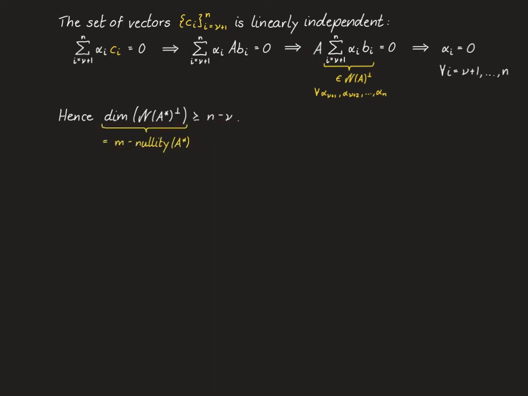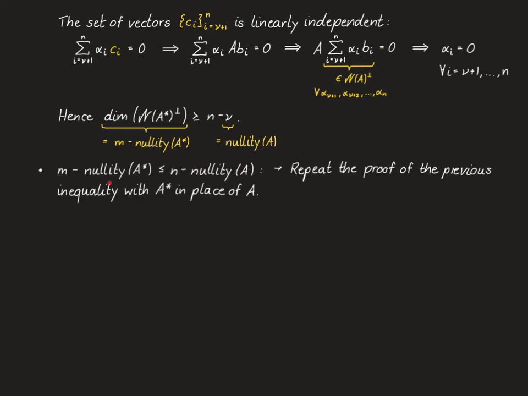Finally, with the observation that the dimension of the orthogonal complement of the null space of A star is equal to m minus the dimension of the null space of A star, which is the nullity of A star, and with remembering that nu was defined as the nullity of A, we get exactly the desired inequality. For the opposite inequality, we can just repeat the proof of the previous inequality with A star in place of A. And thus, the proof of part A is complete.